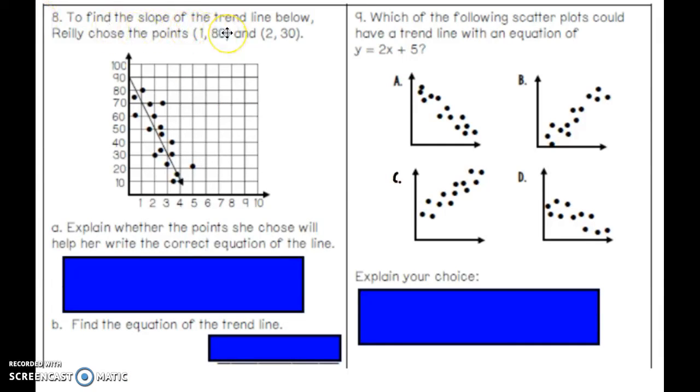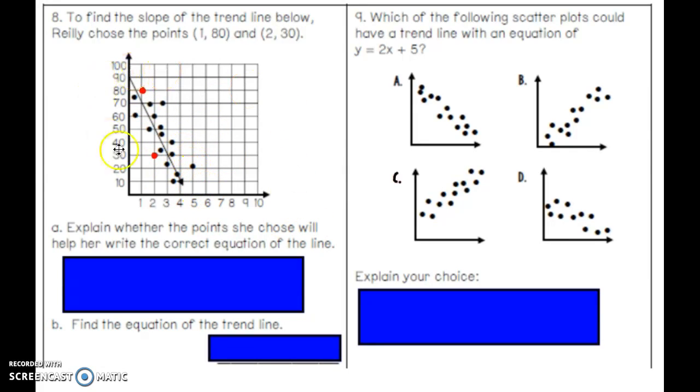For number 8, to find the slope of the trend line below, Riley chose the points 180, so we might want to mark that a little bit darker, and 230. So if these are the 2 points that Riley used to find the slope, would this end up being the correct slope of the equation of the trend line? The problem with this is those 2 points are not actually on the trend line.